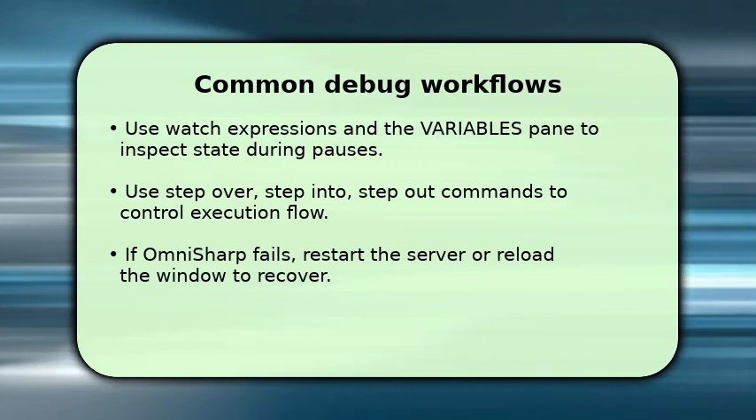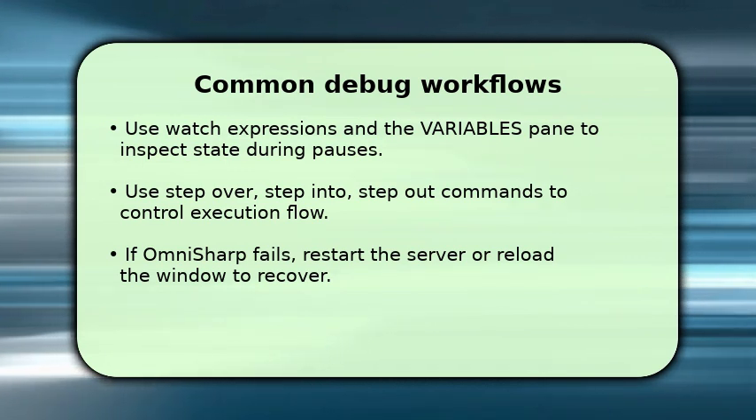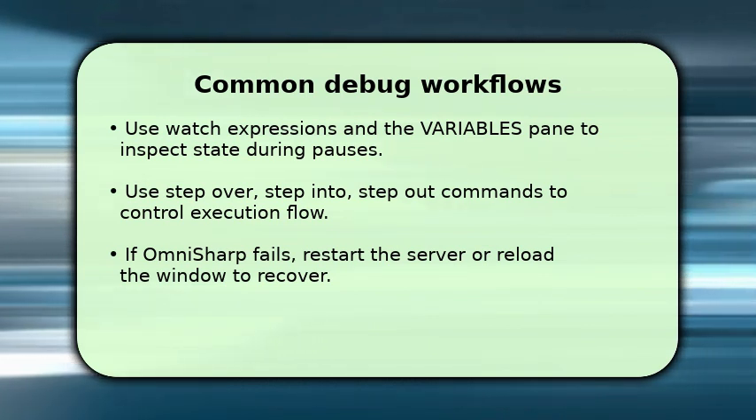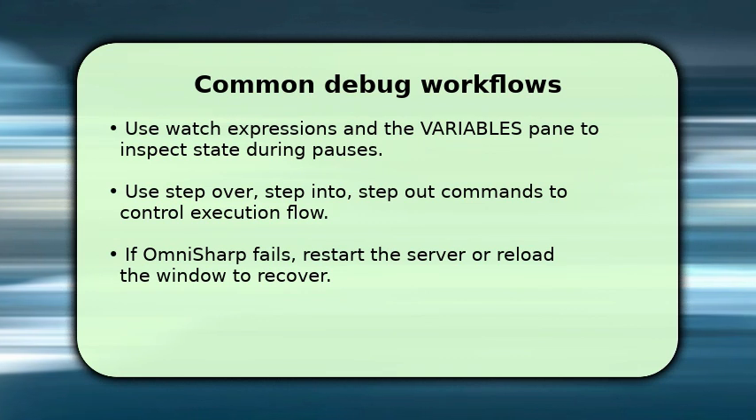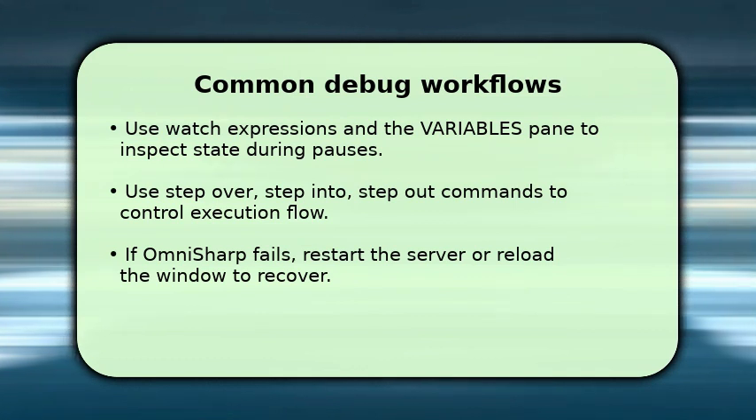Use step over to advance a line, step into to enter a method, and step out to finish the current method call. Evaluate expressions in the debug console to test fixes without rebuilding the app. If the debugger fails to attach or OmniSharp reports errors, restart the OmniSharp server or reload the VS Code window to recover. Finally, use breakpoint conditions and log points to narrow complex issues without changing source code.